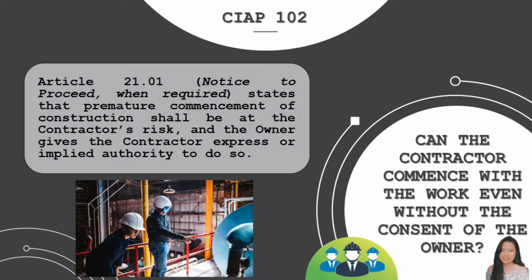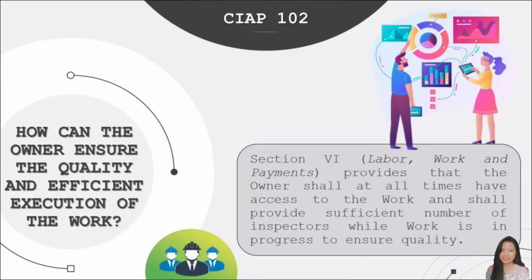Article 21.01, Notice to Proceed when required, states that premature commencement of construction shall be at the constructor's risk unless the owner gives the contractor express or implied authority to do so. How can the owner ensure the quality and efficient execution of the work? Section 6, Labor, Work, and Payments provides that the owner shall at all times have access to the work and shall provide a sufficient number of inspectors while work is in progress to ensure quality.